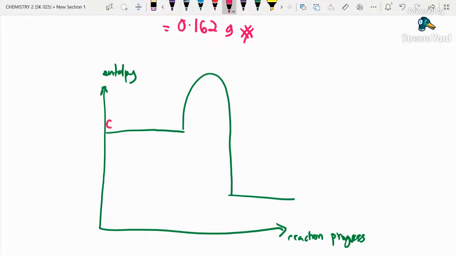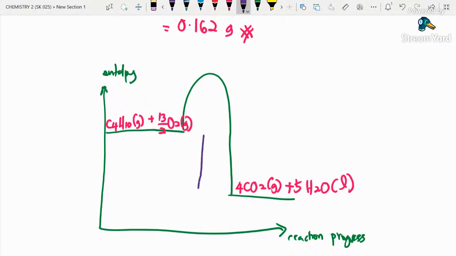It is C4H10 gas plus 13/2 oxygen, and 4 CO2 gas plus 5 water. This is how we write it. It is not complete yet, we need to label the enthalpy. This is the enthalpy. Delta H is the difference from reactants to products. The enthalpy is how much? For 1 mole, negative 2874 kilojoule. This is delta H, usually drawn for 1 mole. I have shown the answers for number 1, number 2, number 3.